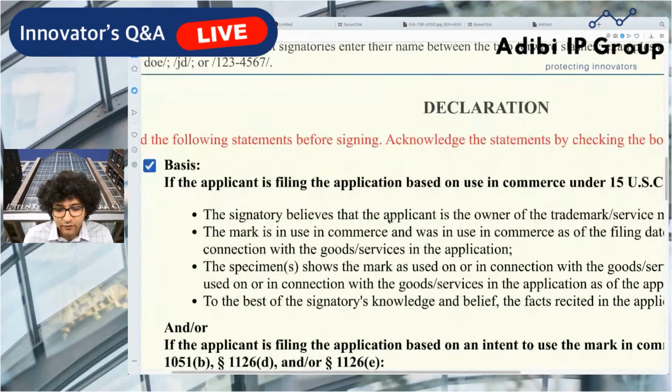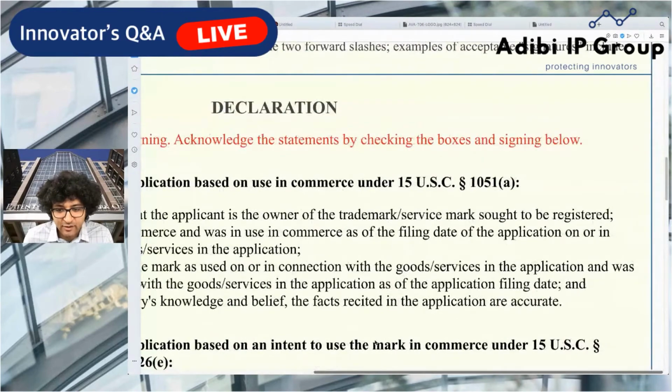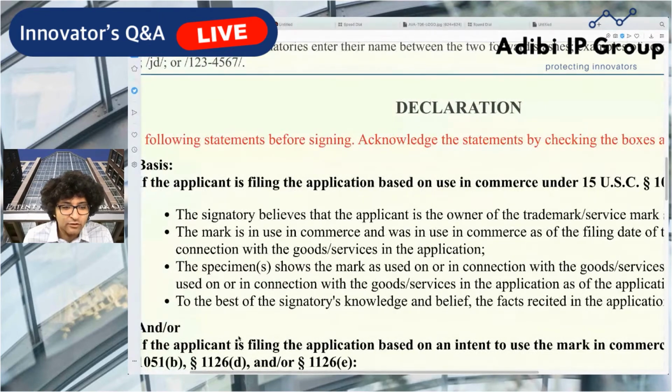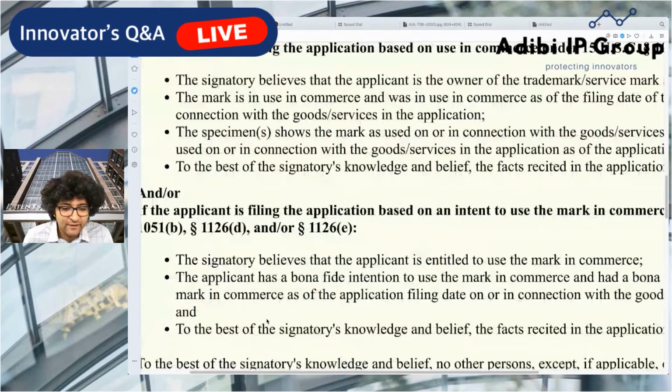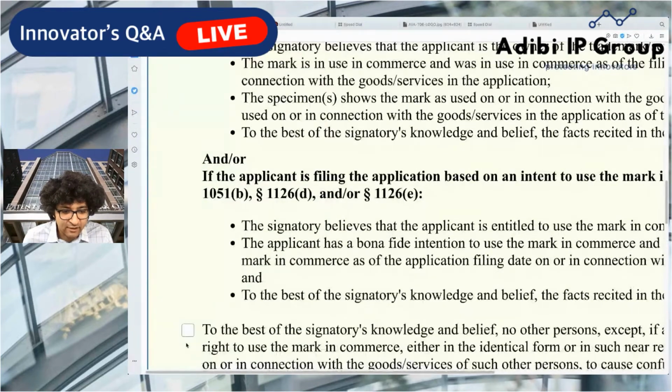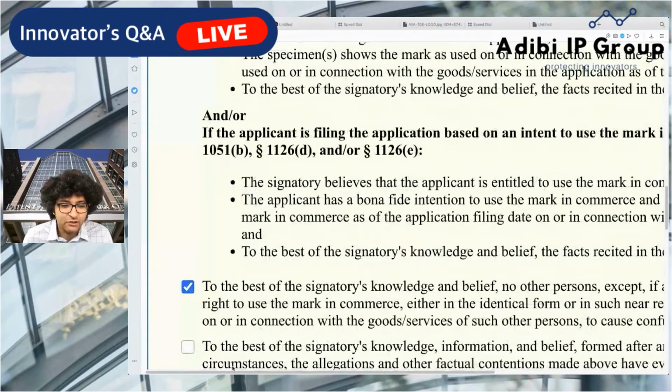If we're going under section 1A, then the top section is going to apply to you. This basically is saying that you've been using the mark in commerce, and down below it actually breaks down the various parts of these statements. So the second checkbox you have to mark is basically saying that, to the best of your knowledge, you actually have a right to use this mark in commerce. So there isn't some other individual or entity that is using a similar mark for the same goods and services as you.